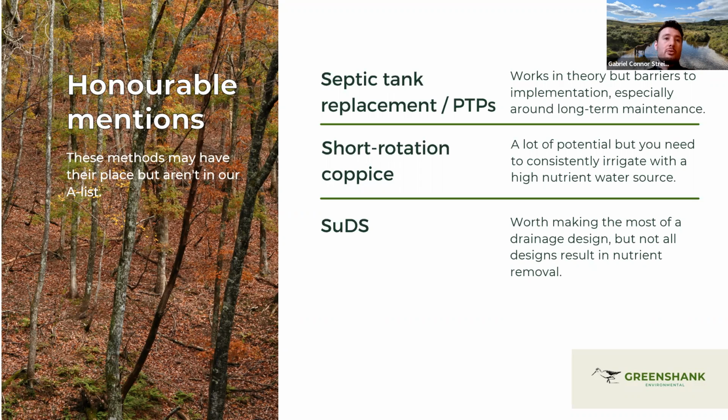Short rotation coppice is another one you mentioned a few times. It's got quite a lot of potential in terms of decent support in the literature and a logical mechanism for how it would take nutrients out of the environment. But you do need to constantly and consistently irrigate it with a high nutrient water source in order for it to continue providing nutrient mitigation in the long term, which is something that would have to be considered.